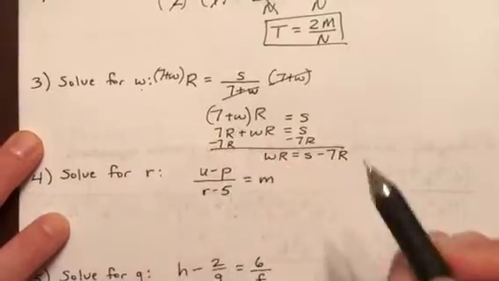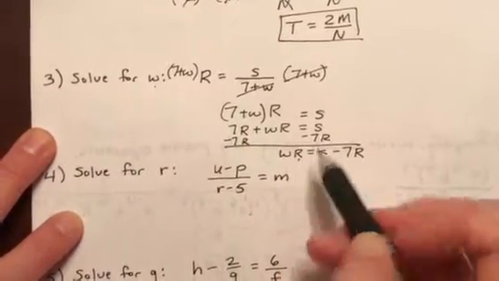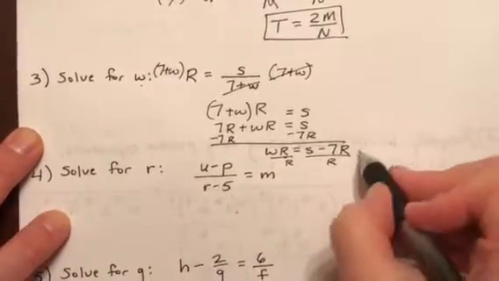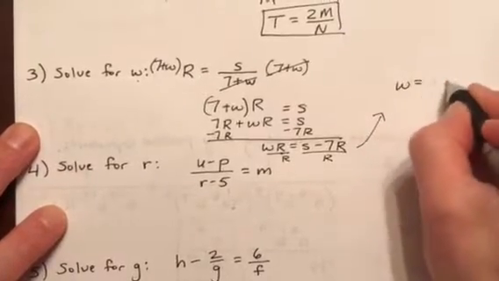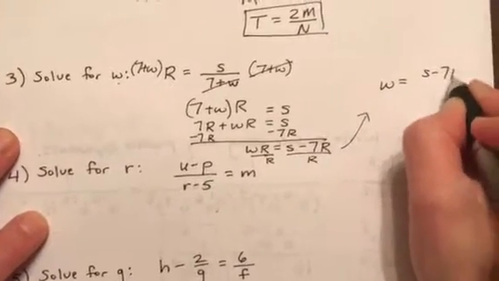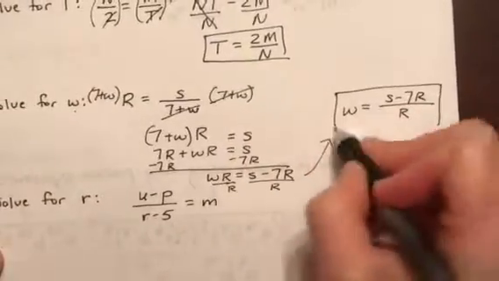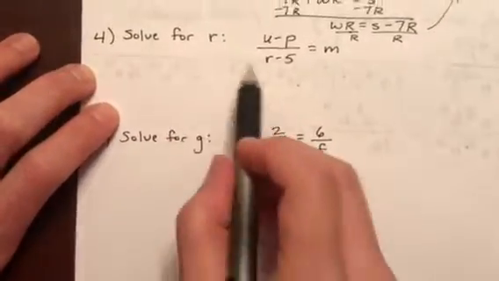So we'd have rw equals s minus 7r. Since we're still solving for w, we want to divide everything remaining by r. I divide by r here and here. And so my final step looks like this. W equals s minus 7r all over r. Okay, our fourth example says solve for little r.